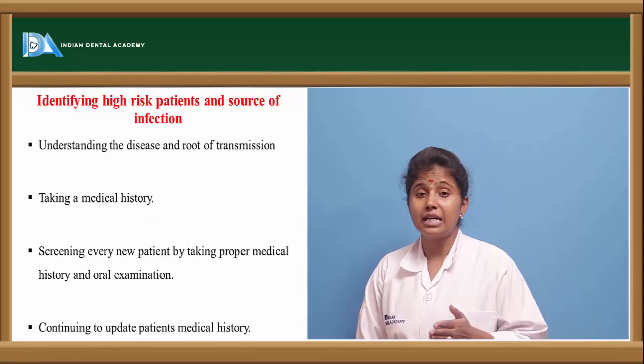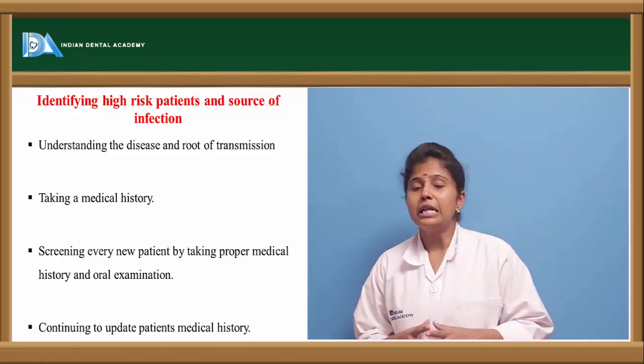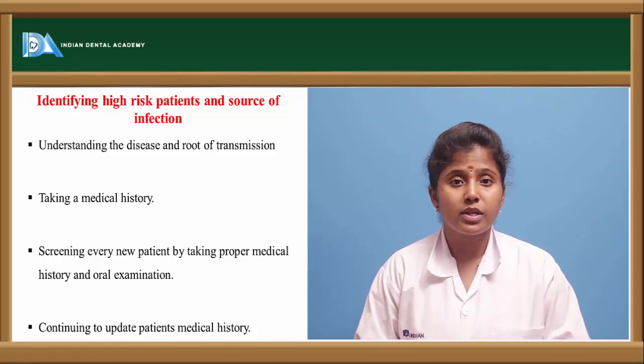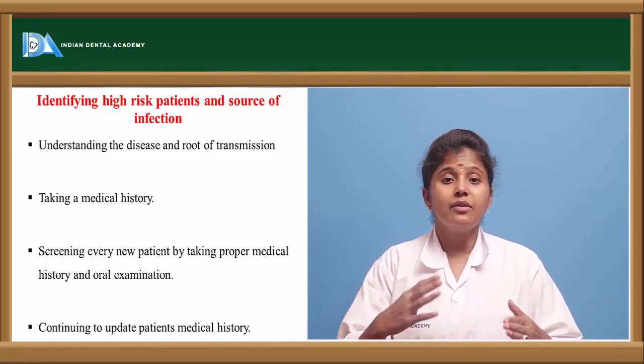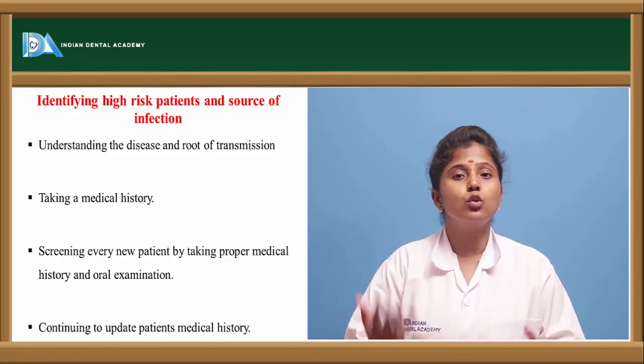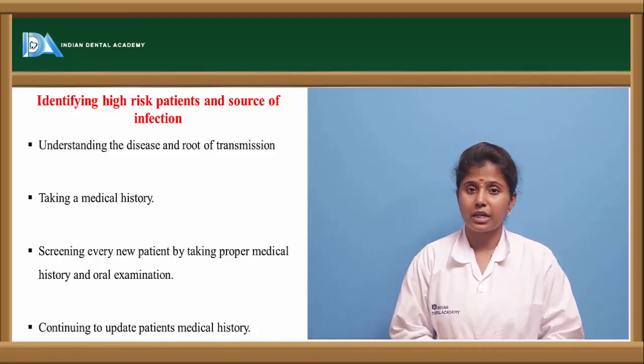So identifying high risk patients and sources of infection. How can we identify whether the patient is at high risk for infection or not? We need to understand the disease. If a person has any disease, we need to identify the disease, and we need to identify the route of transmission for the disease. What is the cause of that disease or transmission?